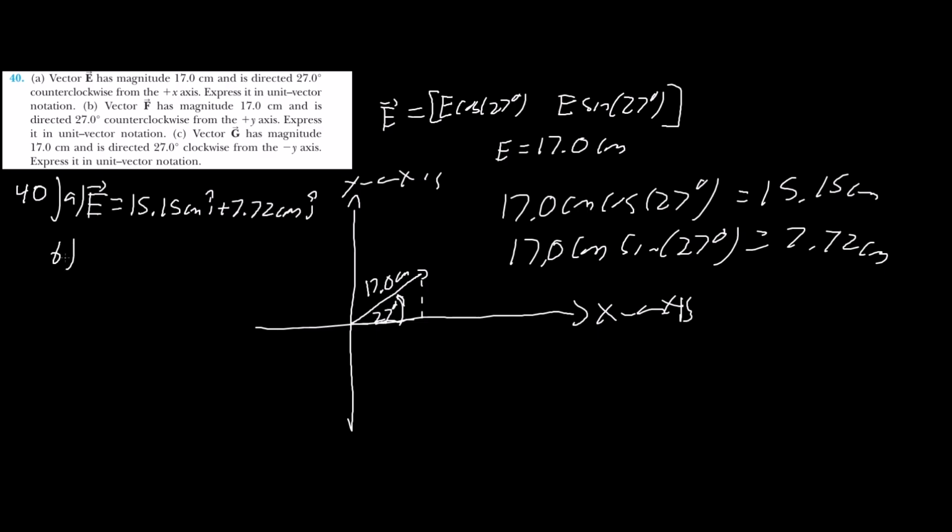Part B is going to ask, vector F has a magnitude of 17, let me just erase this picture here so we don't need this. You guys can draw this if you want, but I really don't want to anymore. So now vector V, I'm just going to write the components down at this point. It has a magnitude of 17.0 centimeters and is directed at 27 degrees counterclockwise from the y-axis. Oh my god, I guess I do need to draw this. Counterclockwise from the y-axis.